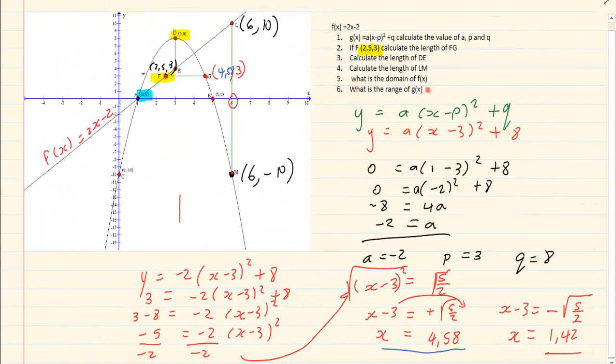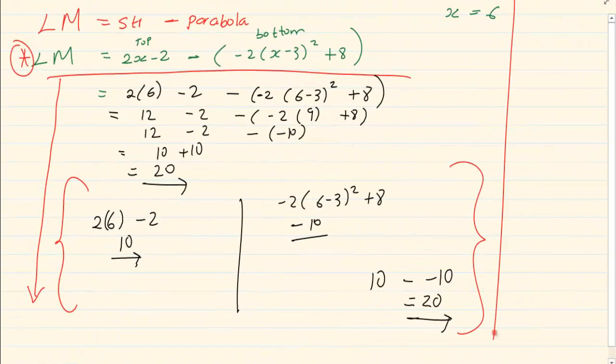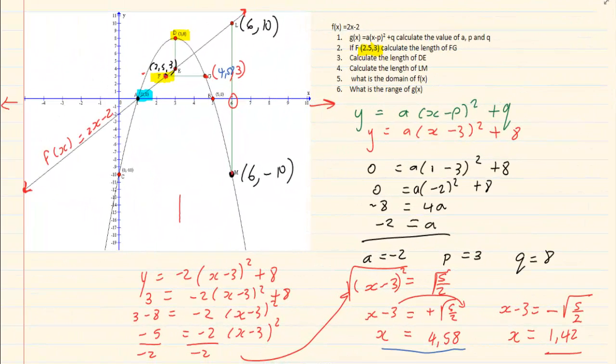Now it says, what is the domain of f of x? If you look here, it's going till forever. And if you look here, it's going till forever. But remember, domain means I'm looking at the x value. So for the x, it's going forever, and for the positive side, it's also going forever. So the domain is minus infinity to infinity. It is round brackets. When we're talking of infinity or negative infinity, remember it is round brackets.